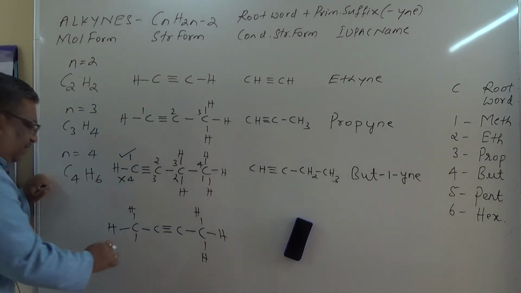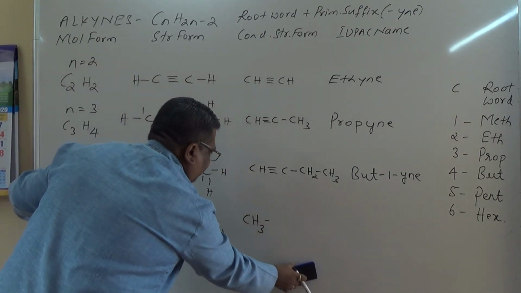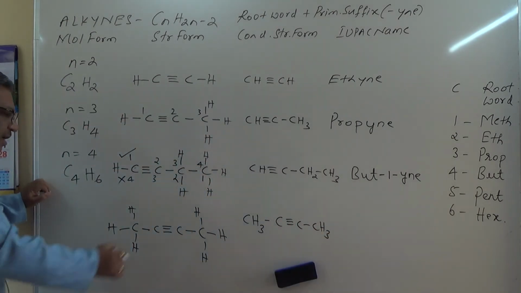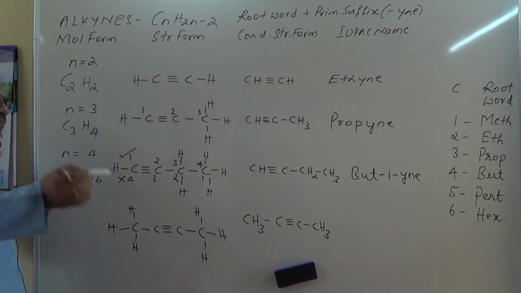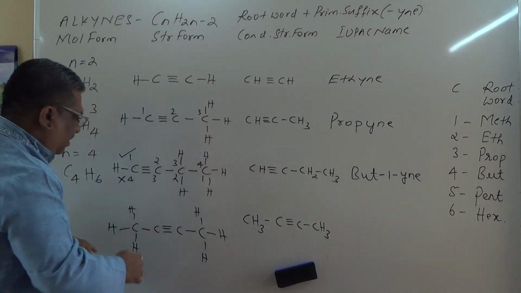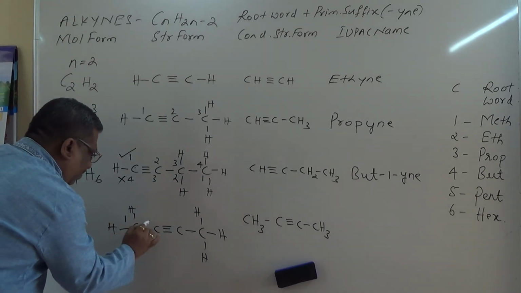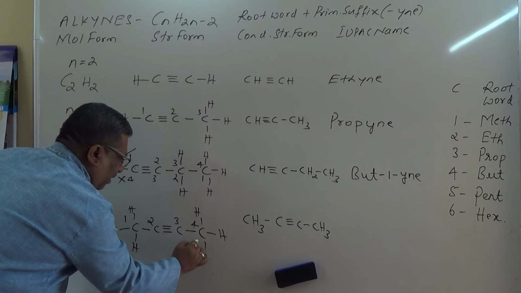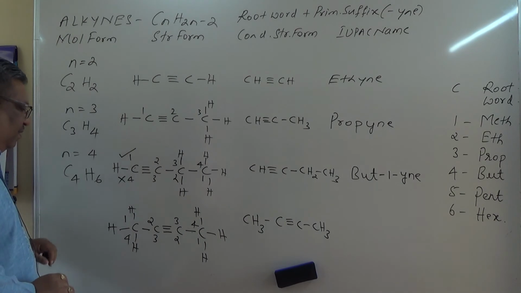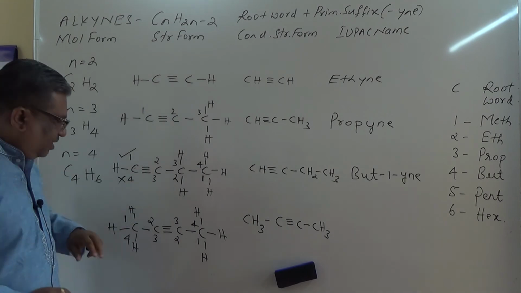What is the condensed formula for this one? CH3, single bond, C, triple bond, CH3. This is the condensed formula. How do you name this one? To name this compound, first I have to number the parent chain. The longest possible chain is this. Numbering can be done from this side 1, 2, 3, 4, or this side 1, 2, 3, 4. What is the locant that has the least count where the triple bond is attached?